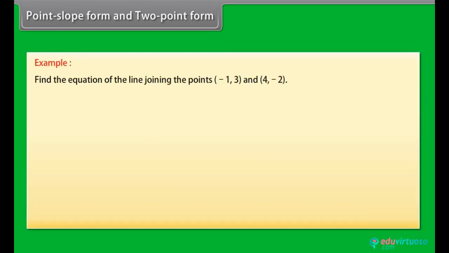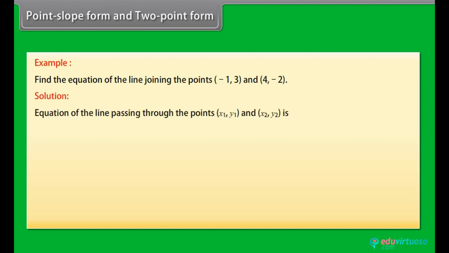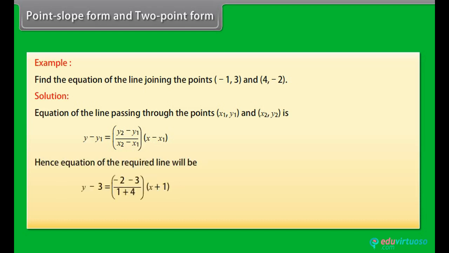Example. Find the equation of the line joining the points (−1, 3) and (4, −2). Solution. Equation of the line passing through the points (x1, y1) and (x2, y2) is y − y1 = (y2 − y1)/(x2 − x1) × (x − x1). Hence, equation of the required line will be x + y − 2 = 0.